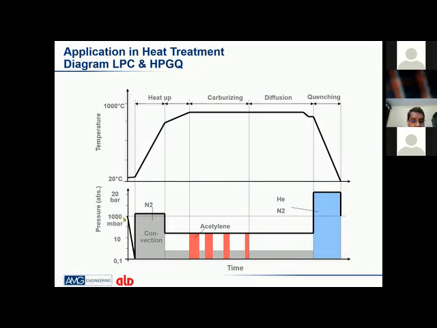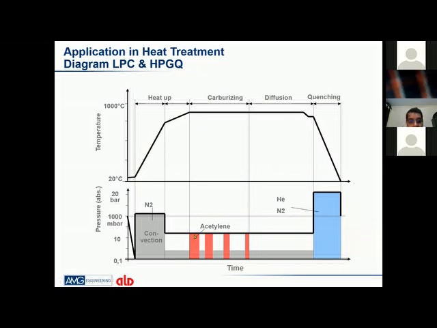You will create a vacuum level from atmosphere to approximately 10 to the minus 1 millibar. Then you will insert a gas, nitrogen, to start convective heating inside the furnace. Convective heating is done just to equalize the temperature, and you get everything within plus or minus 5. Then there is the ramp to the carburizing temperature, which is approximately 960 or 950, depending on the material used.